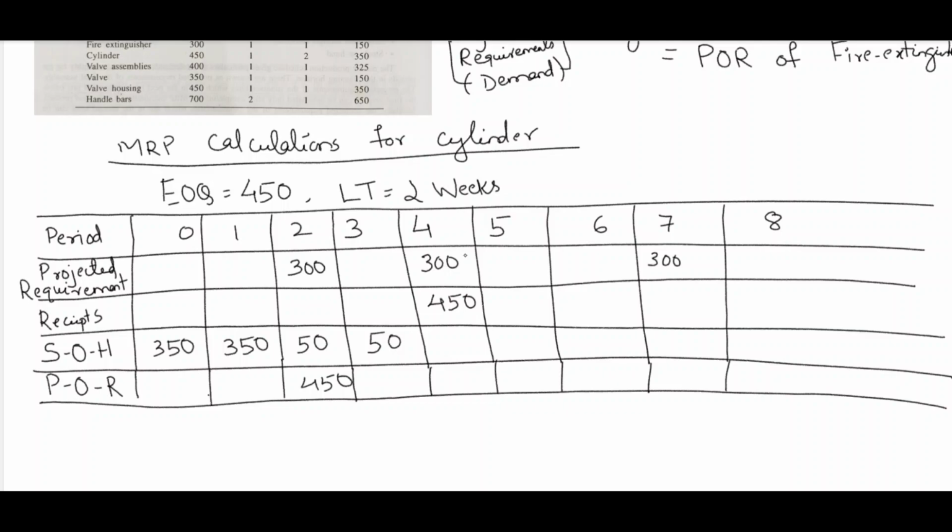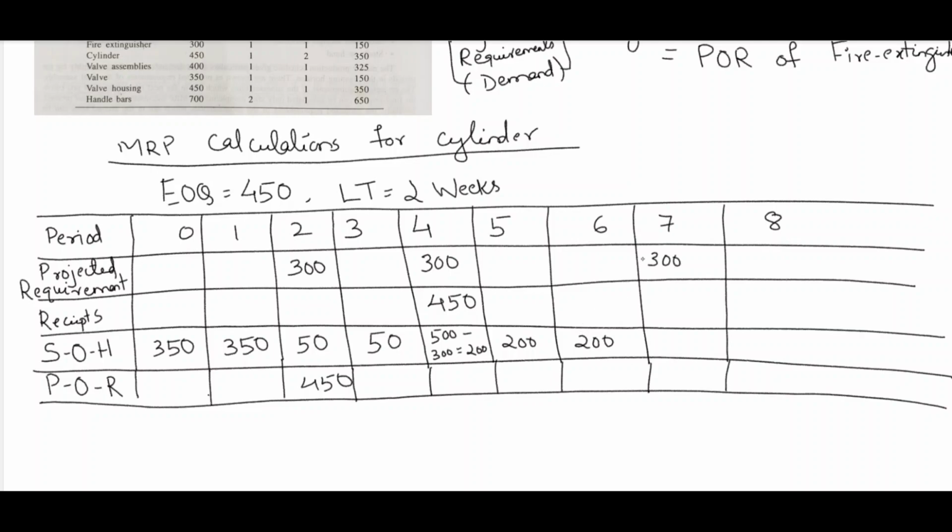But what is the demand? Demand is 300. So 500 minus 300, it is equal to 200. So now we are having 200 pieces of cylinders on hand, that is stock on hand is 200. Again we will carry forward this 200 in the fifth week, as there is no demand in the fifth week. Similarly in the sixth week also there is no demand, so we are carrying forward this 200 inventory with us.